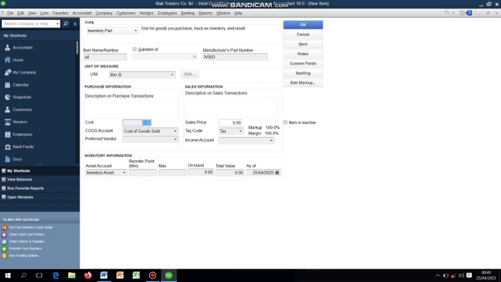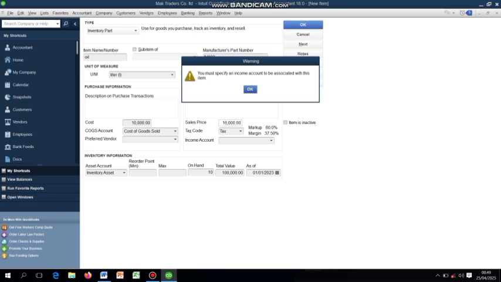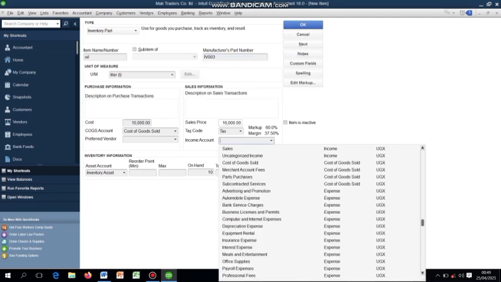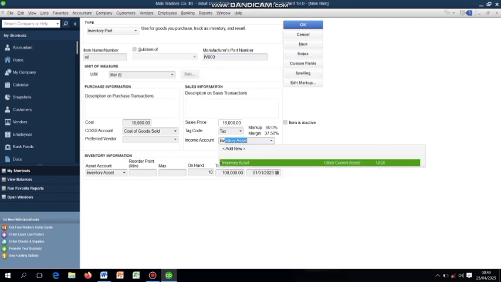So I'll come to the cost price. It is 10,000. And I'll come to the selling price. It is 16. Then I'll come to the quantity I have on hand. It is 10, as of the date. And I'll press OK. Oh, sorry, I had not specified the type. It's an inventory part. That's it. Press OK.